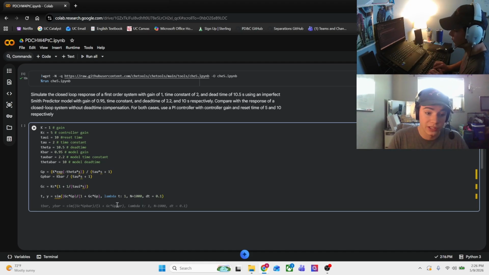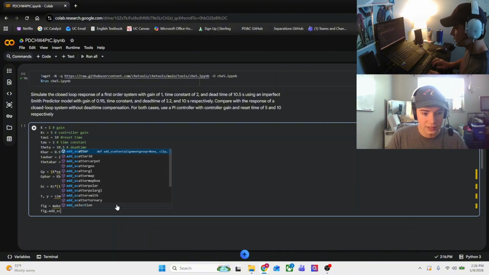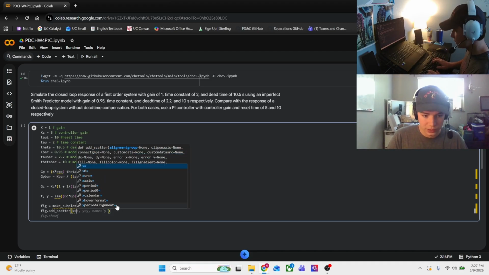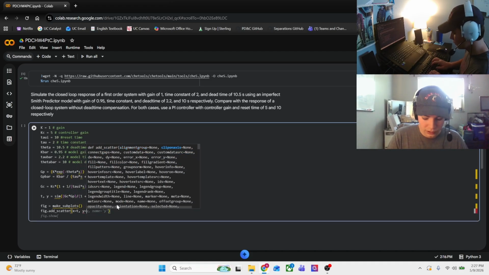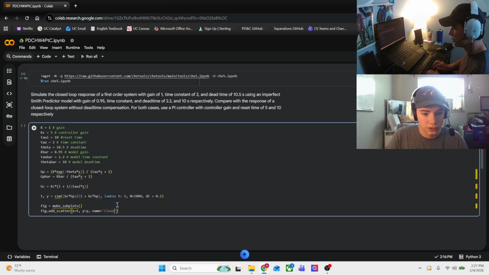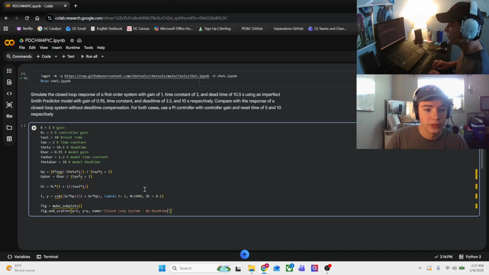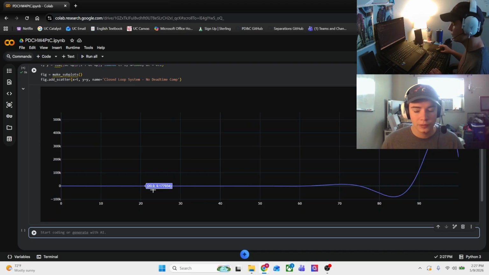Fantastic. And now we're good to go ahead and make our subplot. So you can say fig equals make underscore subplots. And we do fig dot add scatter. And then our x, of course, is going to equal our t. Our y is going to equal our y. And our name is going to be our closed loop system, no dead time compensation. It doesn't need to be the title. Shift enter here.